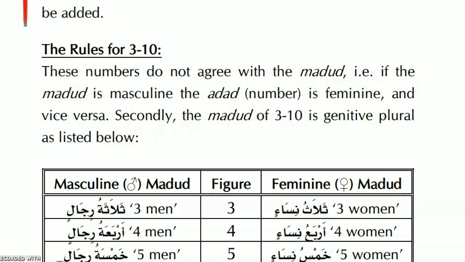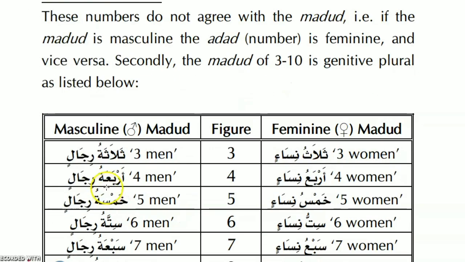These numbers, from 3 to 10, do not carry equivalence with madud and adad. For example, if madud is muzakkar, then at that time it is necessary to bring adad as a muannas. If madud is muzakkar, then you must bring adad as a muannas. See, over here I have given you one example: salasatu rijalin.